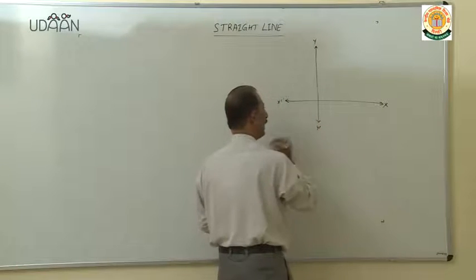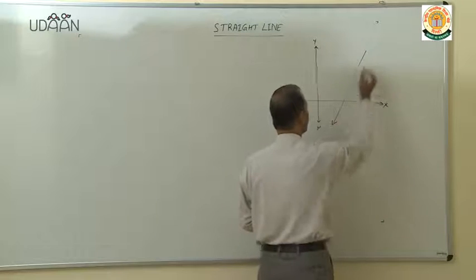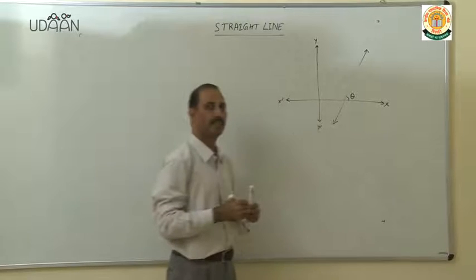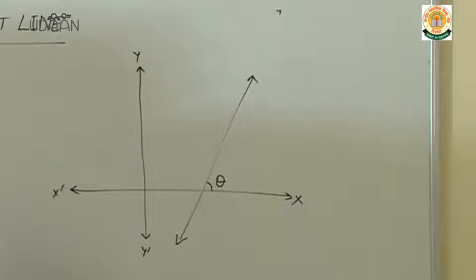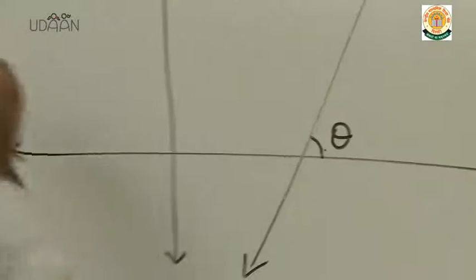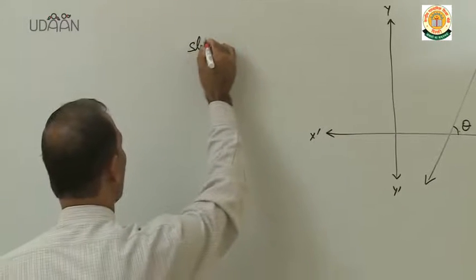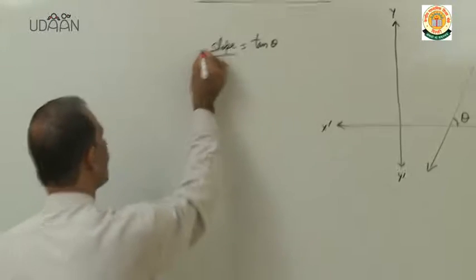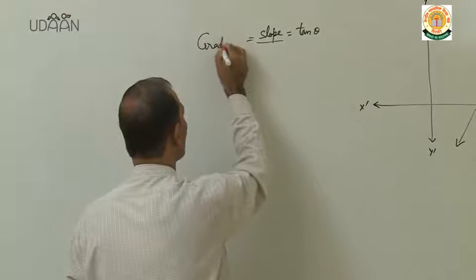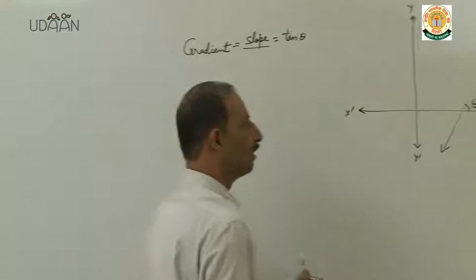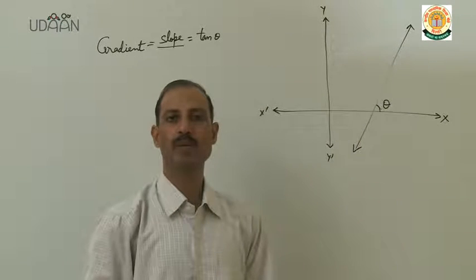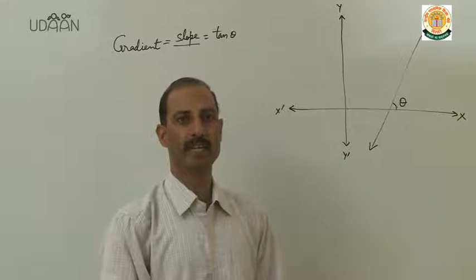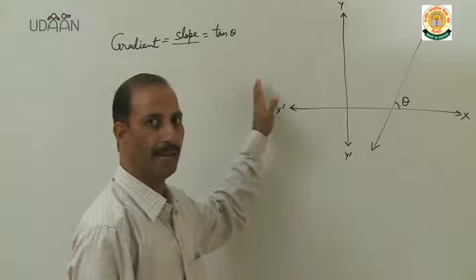So suppose a line is inclined to the x-axis at an angle theta. Now the tangent of this angle is known as the slope of the line, and that is also known as gradient. So the gradient of a line is defined as follows: the line makes some angle with the positive direction of the x-axis, and the tangent of that angle is defined as the slope of the line.